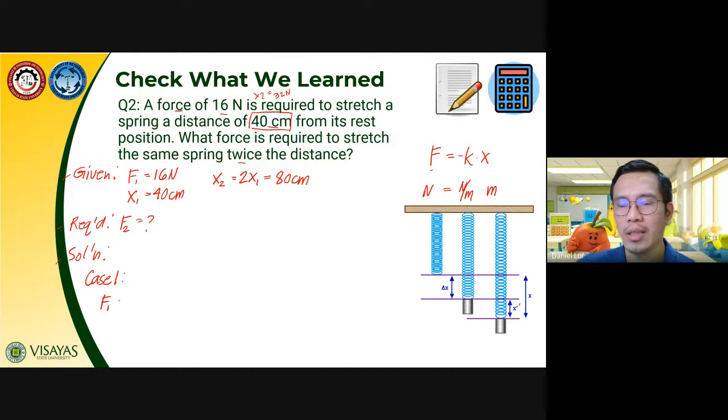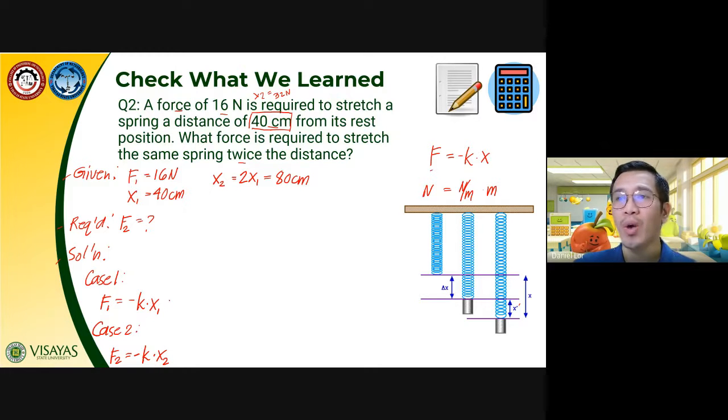F sub 1 is equal to negative k times x sub 1. Okay? And for case 2, F sub 2 is equal to negative k times x sub 2. Okay, going back to case 1.